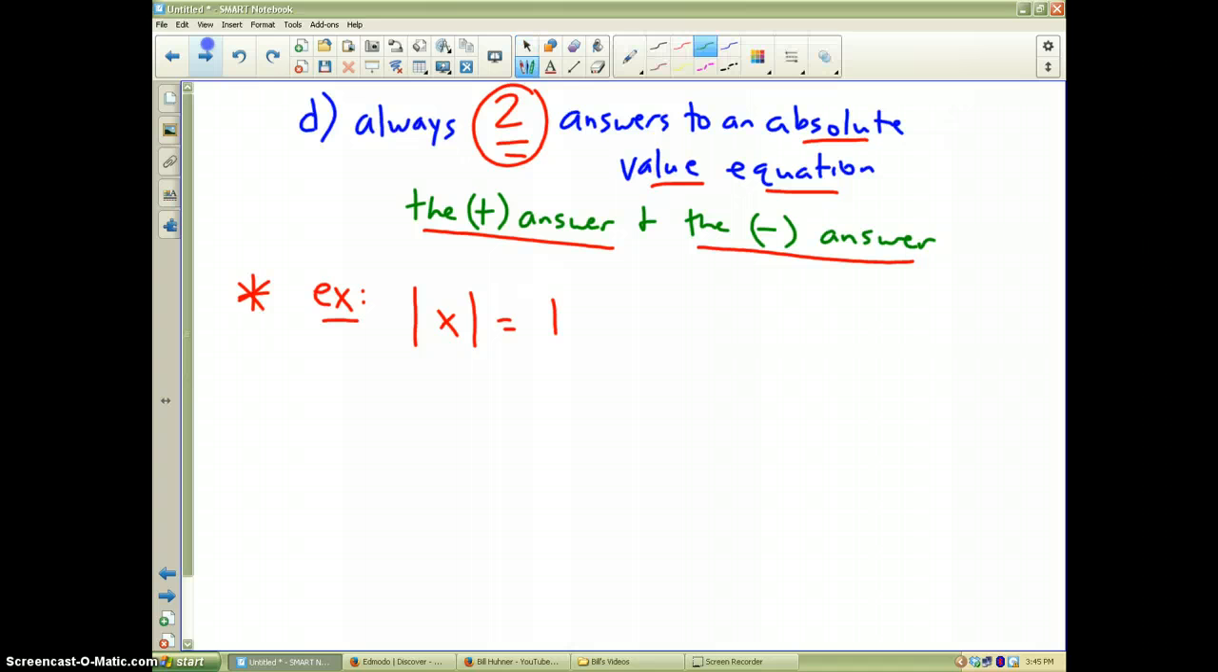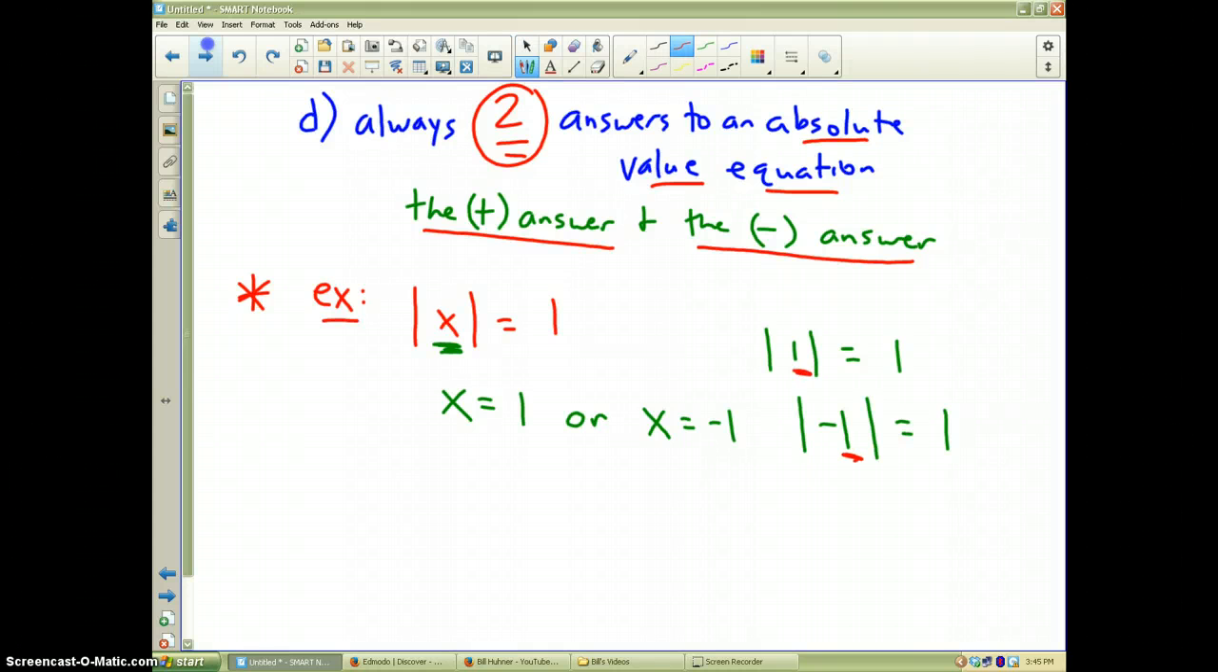Let's look at this. The absolute value of x is equal to 1. What I want to know is what number can go in for x so that if you take the absolute value of it, the answer is 1. Well, I could put the number 1 in there because the absolute value of 1 is equal to 1. Or I could put negative 1 in there because the absolute value of negative 1 is also equal to 1. Both of these numbers are 1 unit away from 0.